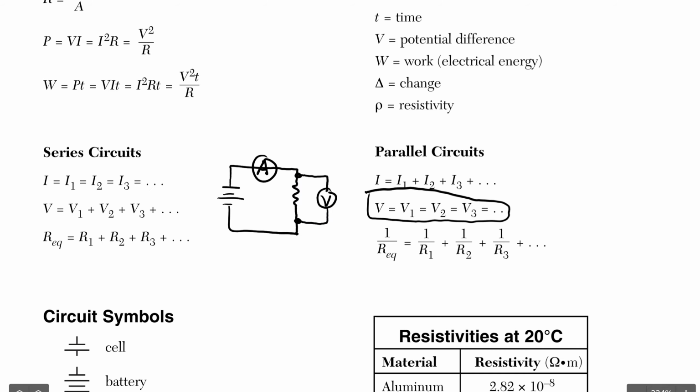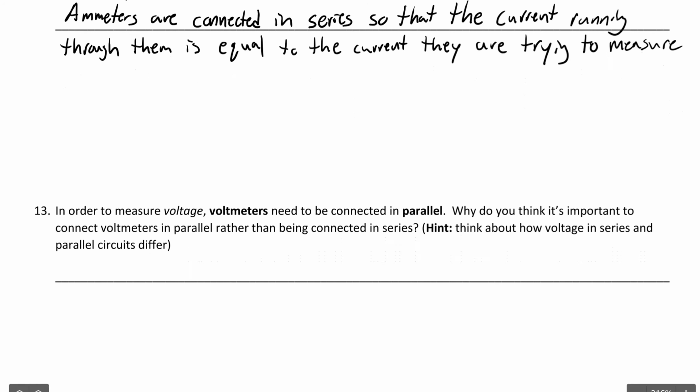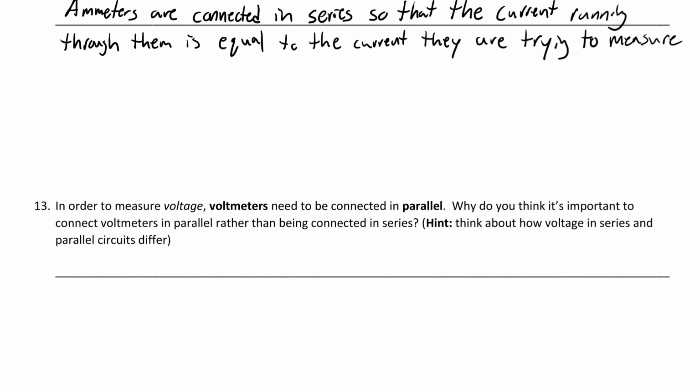Okay, so the ammeter is always measured in series, so the ammeter goes here, and the voltmeter is always measured in parallel. It should look like that. So we could say ammeters are connected in series so that the current running through them is equal to the current that they're trying to measure. You wouldn't put them in parallel because things in parallel have different current through each branch. You don't want a different current, you want the same current.